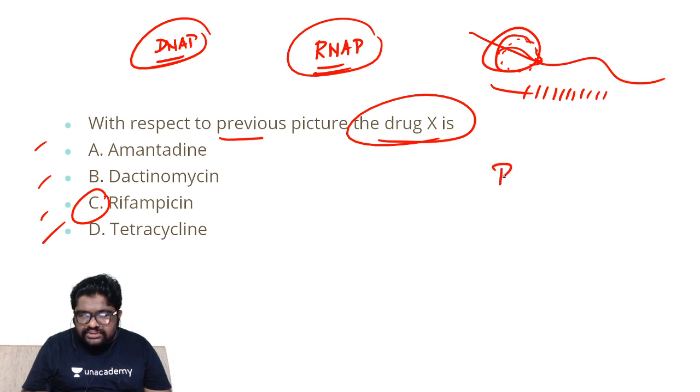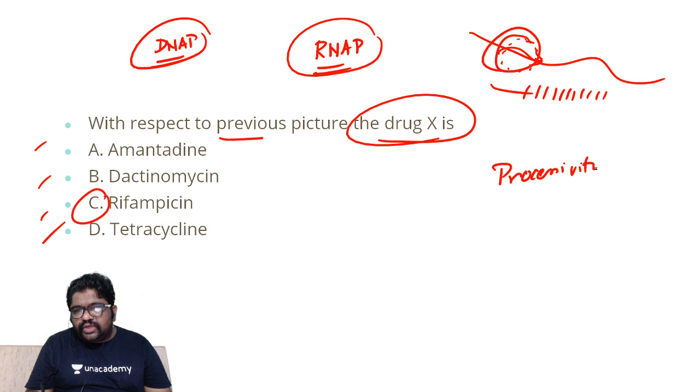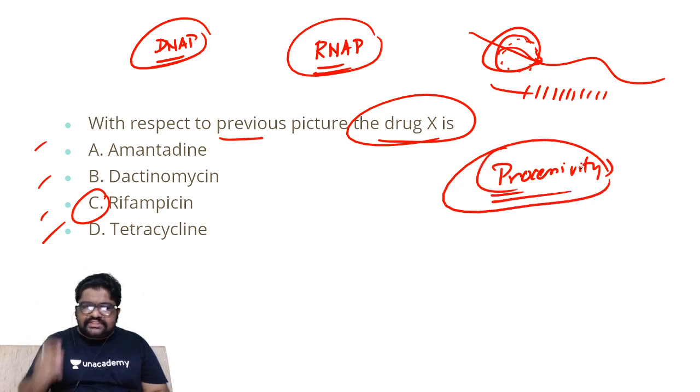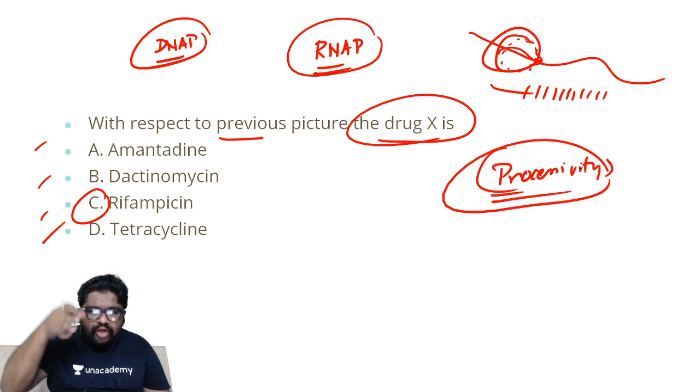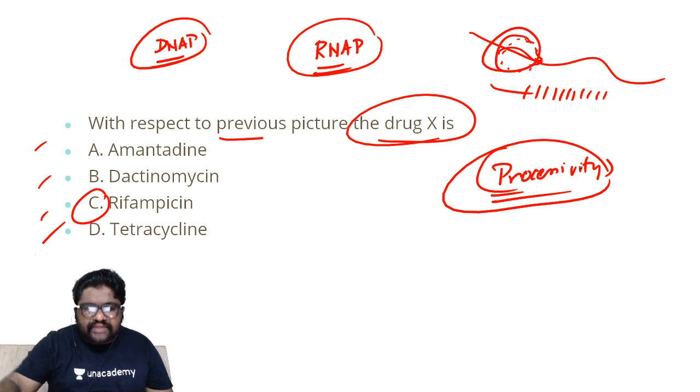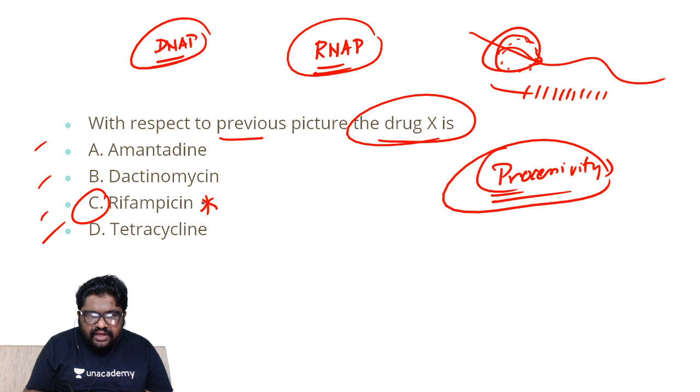The right word is processivity. Please remember this for the rest of your life. It is referred to as processivity. It means the speed with which an enzyme is traveling along the DNA strand and it keeps on adding the nucleotides. Remember, that processivity can be blocked by rifampicin.